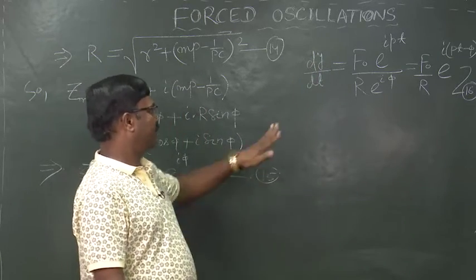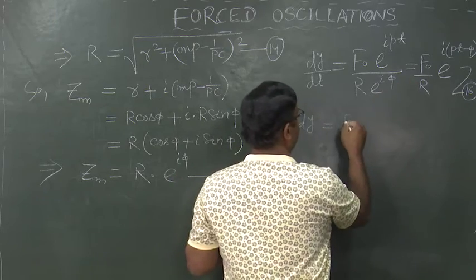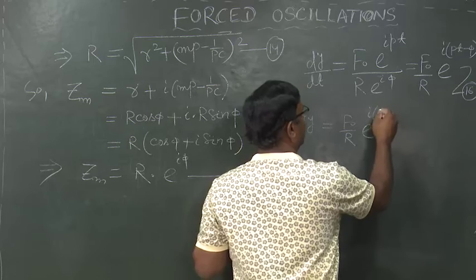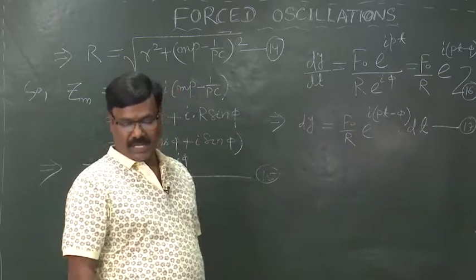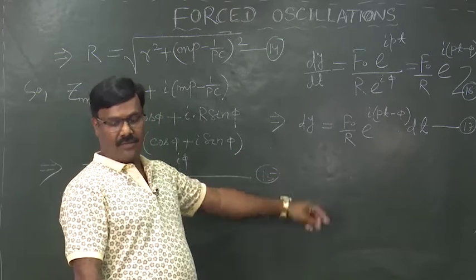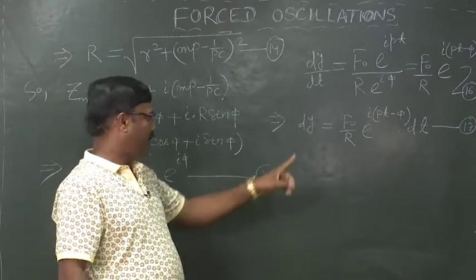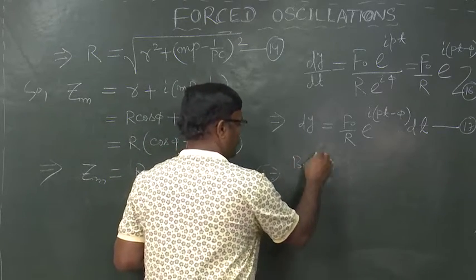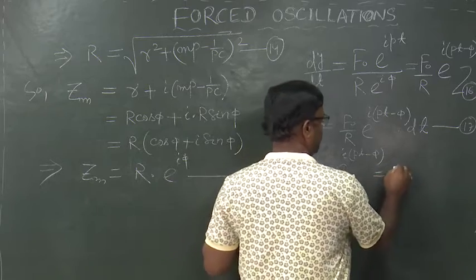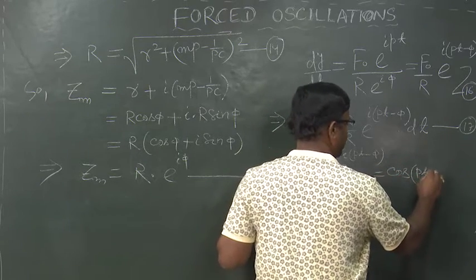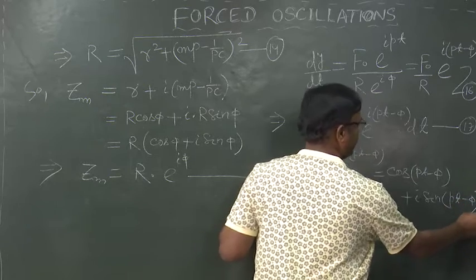So, to get y, what we have to write? dy is equal to f0 by r e to the power I (pt minus phi) into dt. Now, integrating, taking the real part of e to the power I (pt minus phi), because e to the power I (pt minus phi) is equal to cos (pt minus phi) plus I sin (pt minus phi), equation 18.